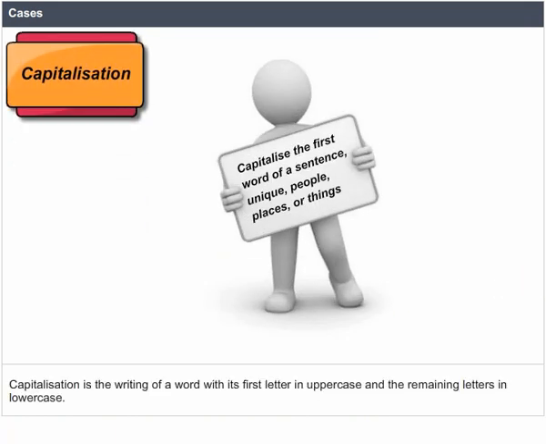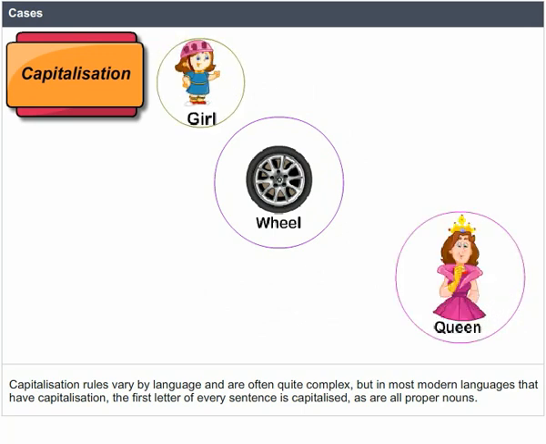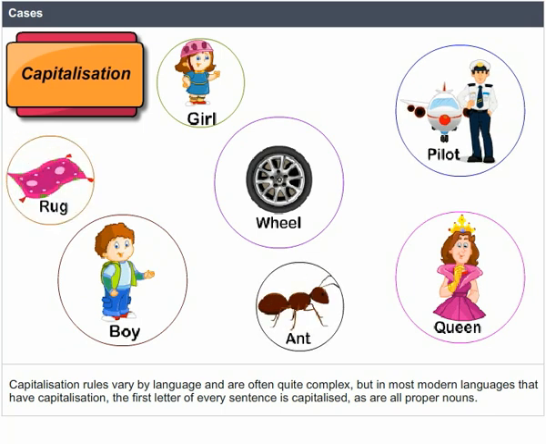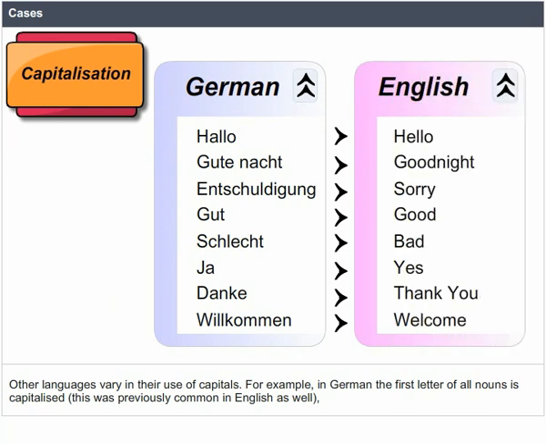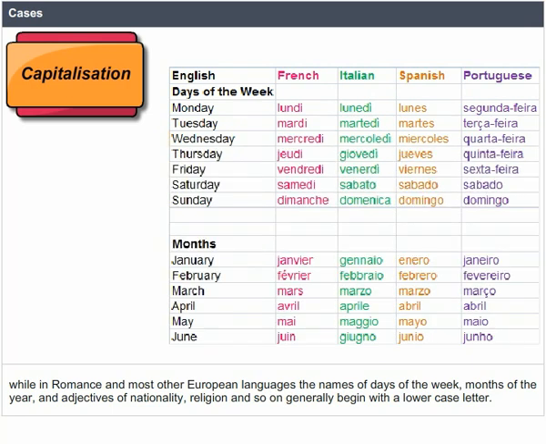Capitalization is the writing of a word with its first letter in uppercase and the remaining letters in lowercase. Capitalization rules vary by language and are often quite complex, but in most modern languages that have capitalization, the first letter of every sentence is capitalized, as are all proper nouns. Other languages vary in their use of capitals. For example, in German, the first letter of all nouns is capitalized. This was previously common in English as well. While in Roman and most other European languages, the names of days of the week, months of the year, and adjectives of nationality, religion, and so on generally begin with a lowercase letter.